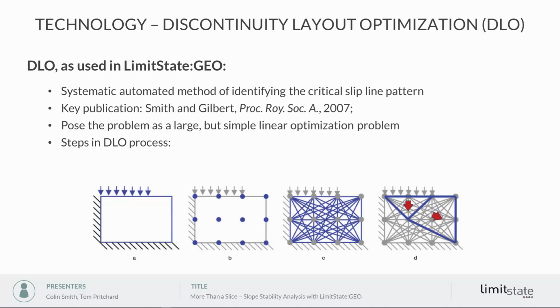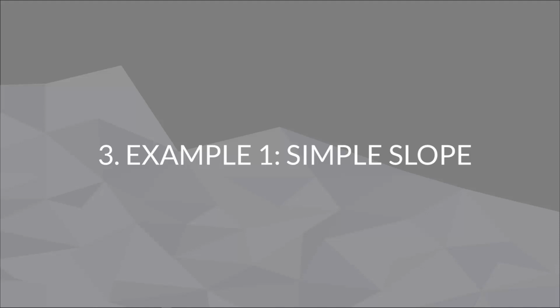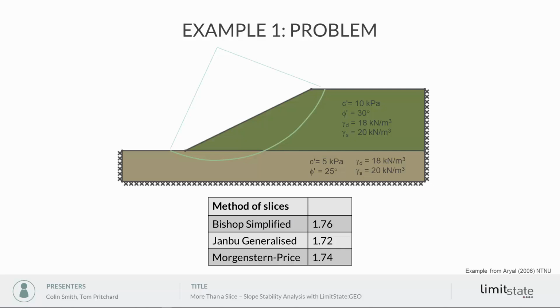So that's a very brief overview of the technology behind the LimitState GEO software, and we'll look now at a simple slope example. So this is essentially a 2-in-1 slope with 2 layers of soil. The top layer of soil, we've got a c of 10, a phi of 30. Bottom layer of soil, c of 5, phi of 25. And if that is solved using method of slices, we get the solutions down here. So all around about 1.74-ish for the different methods.